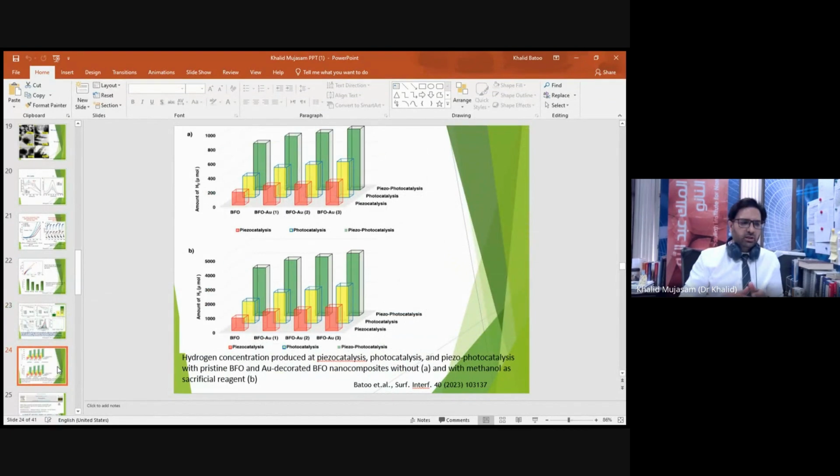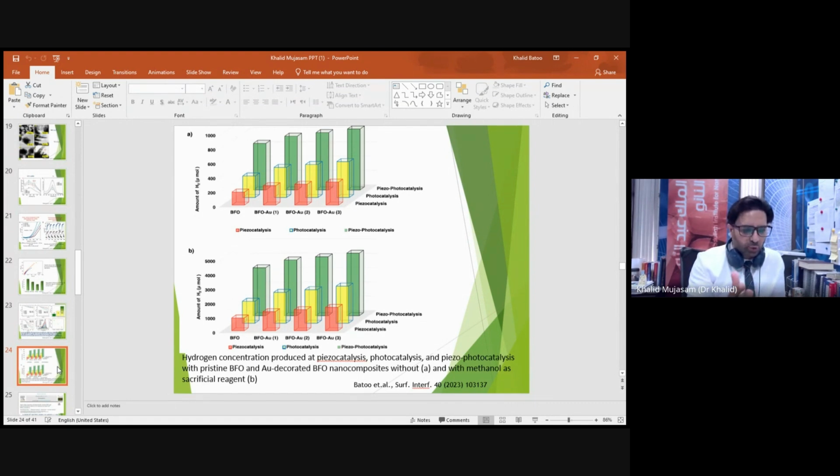Next, we tried to see how much hydrogen production is there. We saw that the piezo photocatalysis part is where we had more success compared to the pure photocatalysis or the piezo catalysis part.